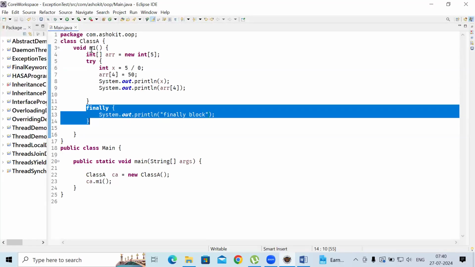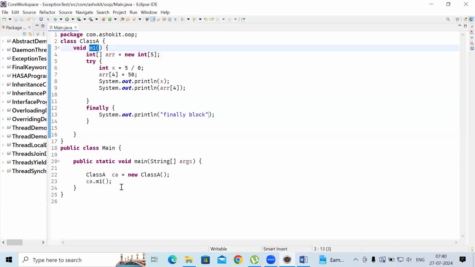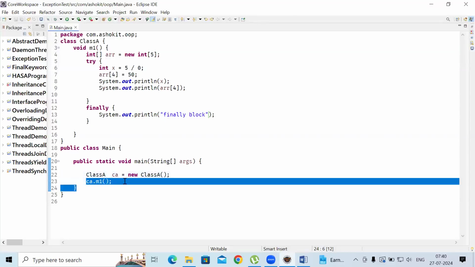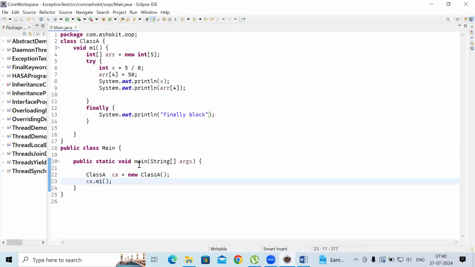Who is the caller method of M1? M1 is the method, and the caller of M1 is main. This is the calling point now. The exception will be thrown to the calling point. Calling point means line number 23 only, right? Yes, line number 23 is there in the main method.